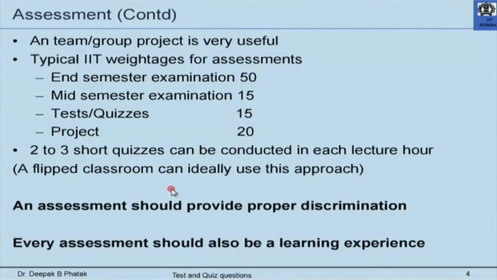And that is the reason why, whatever be the assessment system that you adopt, it must provide for a proper discrimination. So, for example, if a student gets 40 marks, it must be understood that the student has just learned the basic concepts, but he or she is not an accomplished programmer. On the other hand, if a student gets 80 marks or 85 marks, it must be understood that the student is an accomplished programmer, has the ability to construct fairly complex programs on one's own.